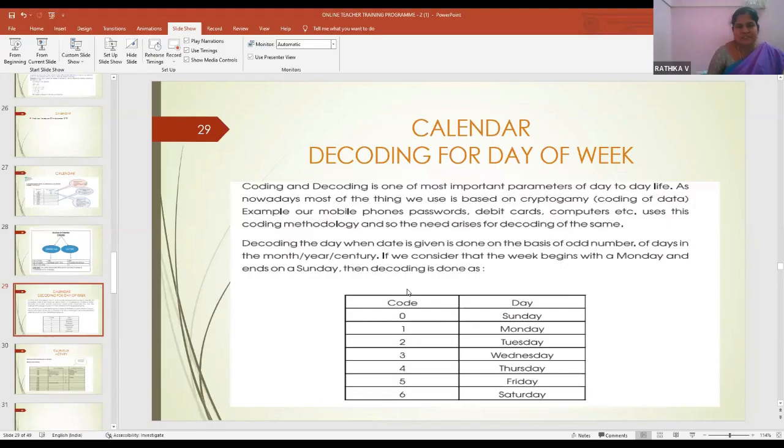Can you see the screen? No, madam. Can you see the screen, sir?